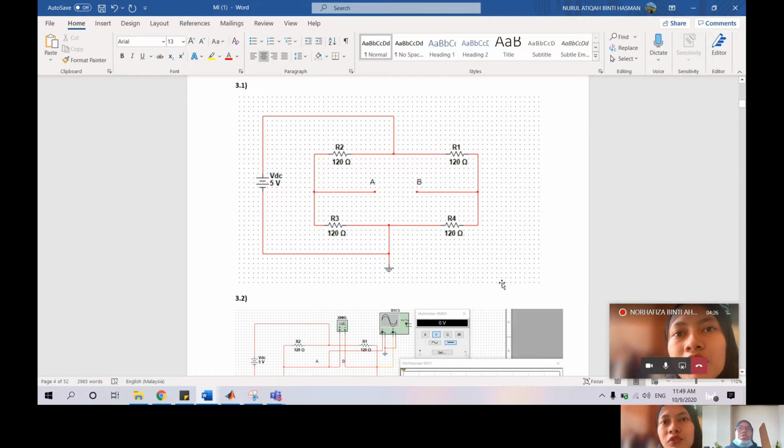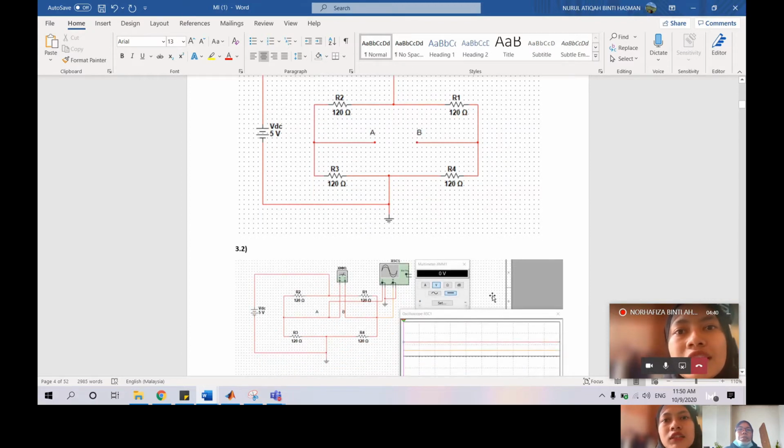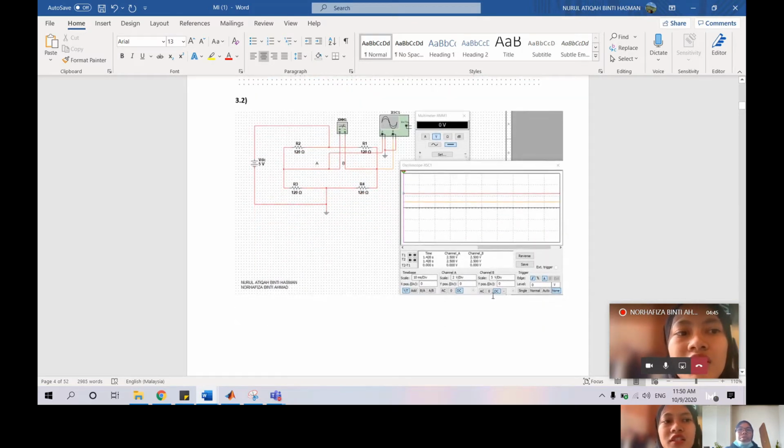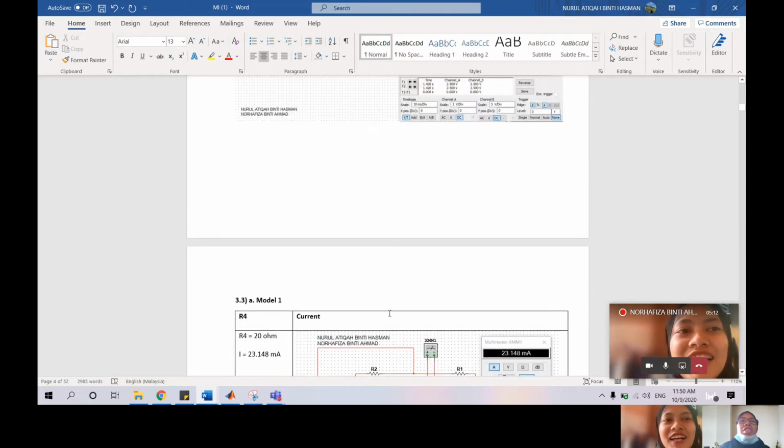For the 3.2 task, it is the circuit that has been built and connected with a multimeter and oscilloscope to find the voltage and current. When the simulation is run, the output produced from the multimeter is 0, and also on the oscilloscope, because the Wheatstone bridge circuit is at a stable state. Next, I will pass the presentation to Atika.